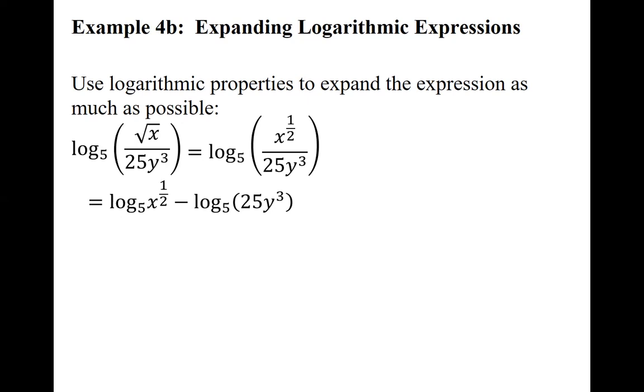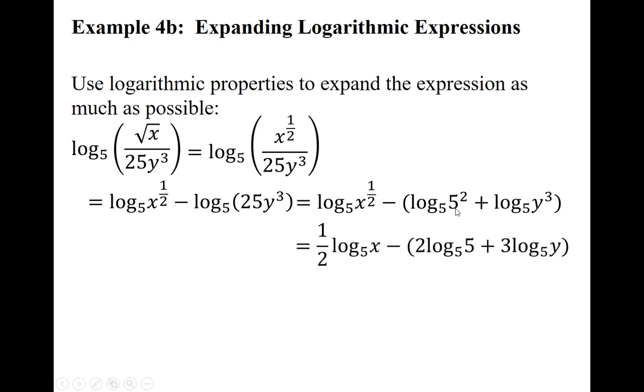And that 25y cubed, that's two things multiplied together inside a log. So we can take that second log and change it to the log of 25 plus the log of y cubed. Since we were subtracting this entire log, that means we have to subtract the entire expanded expression. And we're going to go ahead and rewrite 25 as 5 squared so that we can clearly see that we can take this 2 and bring it in front of the log.